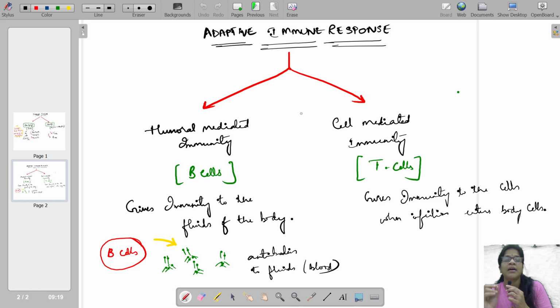So T cells are more in number when the cell gets affected, and B cells are more in number if the virus or the bacteria enters into the bloodstream. That's how it gives immunity to the fluids of the body by producing antibodies. That is how the antibodies look like. And here it gives immunity to the cells when infection enters the body cells.